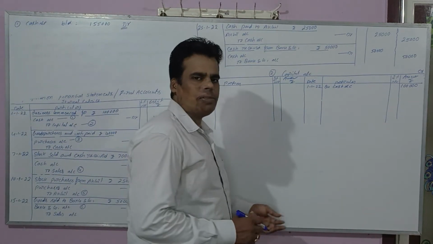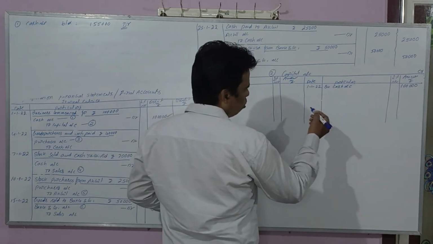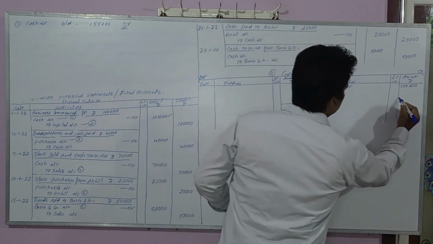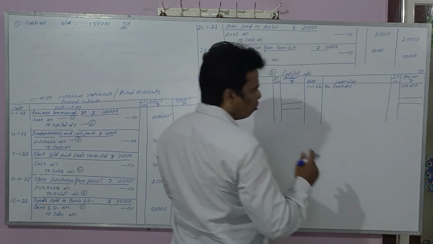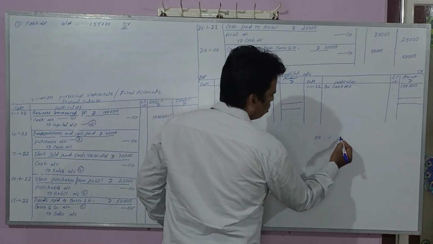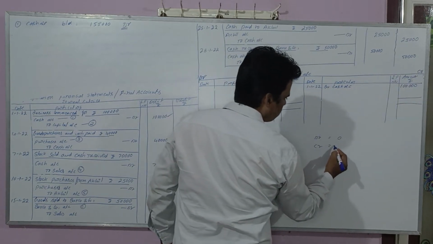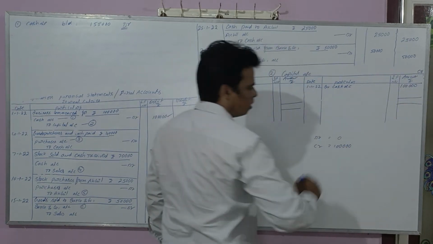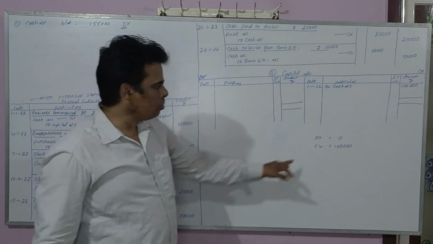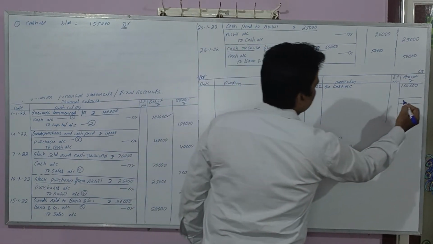So how to balance it? The rules and regulations are the same. First of all, we add both sides. Both sides are totaled equally, the first step. We add debit and credit. Debit is 0, credit total is 1 lakh. After that, the highest amount is entered on both sides. The highest amount is 1 lakh. This is entered on both sides: debit 1 lakh and credit 1 lakh.